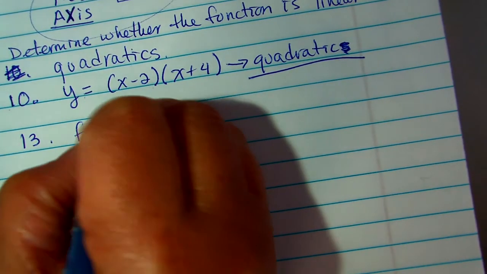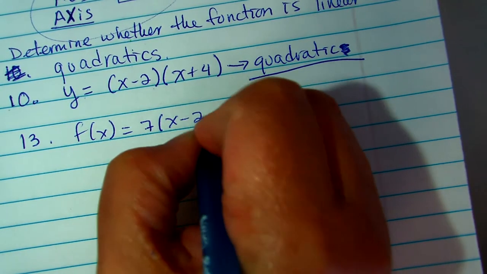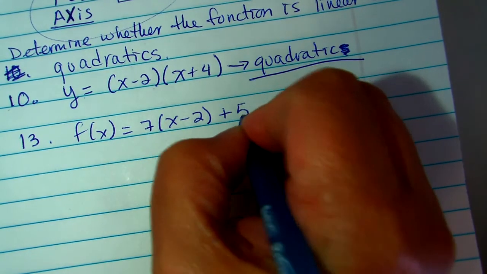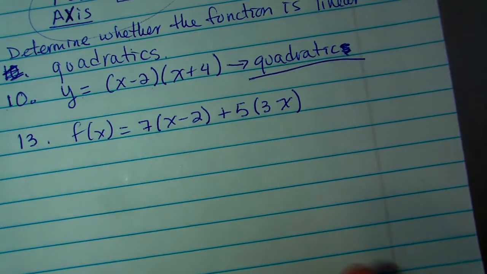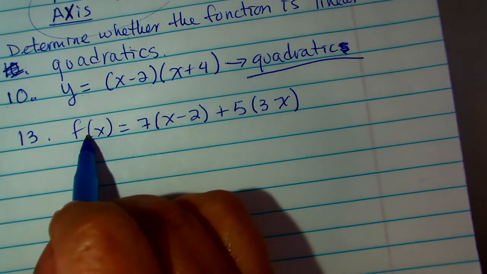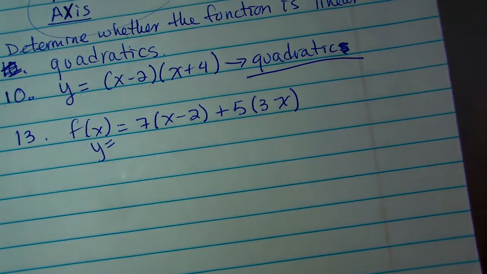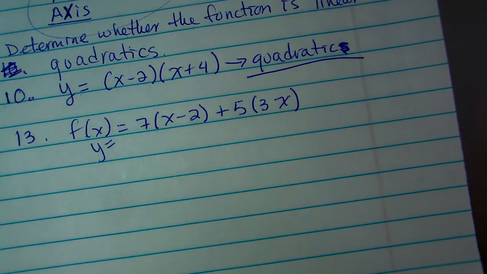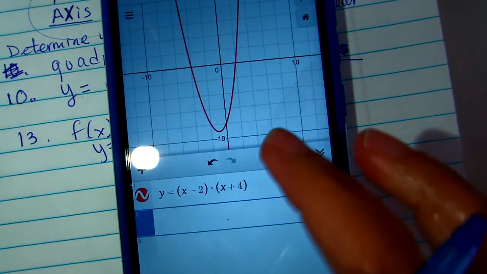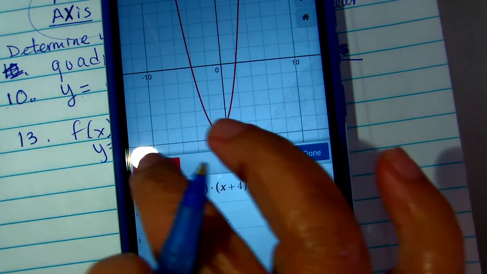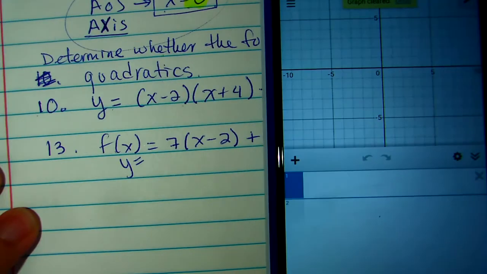We have f of x equals 7 that multiplies x minus 2 plus 5 that multiplies 3 times x. Okay, remember that f of x is like the y equals, so we can just type it like that. So let me put it over here. Alright, I'm going to delete this one. Clear all. I don't need it anymore.